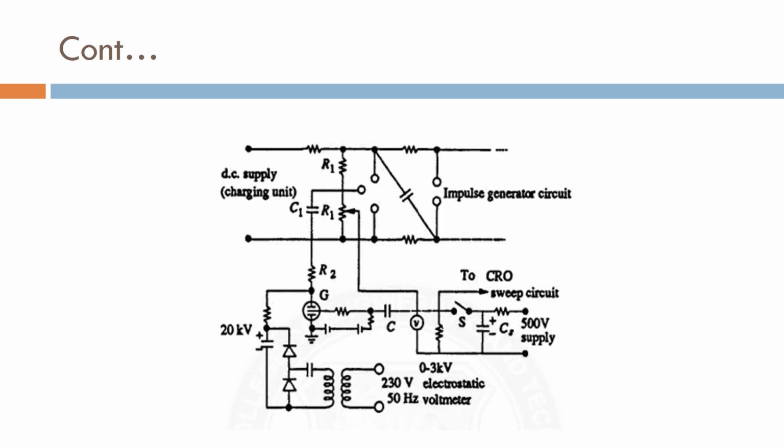So here it shows the circuit of triggering and control of impulse voltage circuit. Here the DC supply is provided for the charging unit, and the impulse generator circuit is there with the sphere gap, and here we have a CRO.